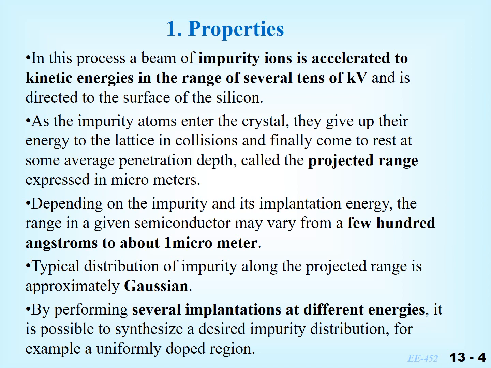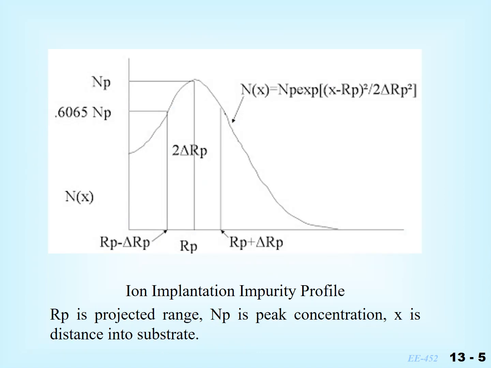The impurity profile achieved by this method is a Gaussian impurity profile, which we discussed in the last lecture. And we can perform several implantations at different energies, and we can get a junction with varied profiles by varying the kinetic energy of the ions. This is the profile which is achieved.